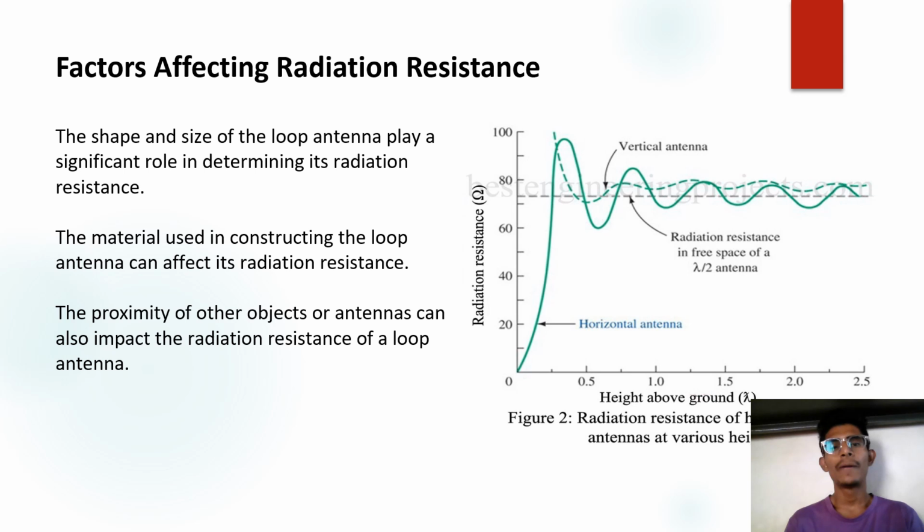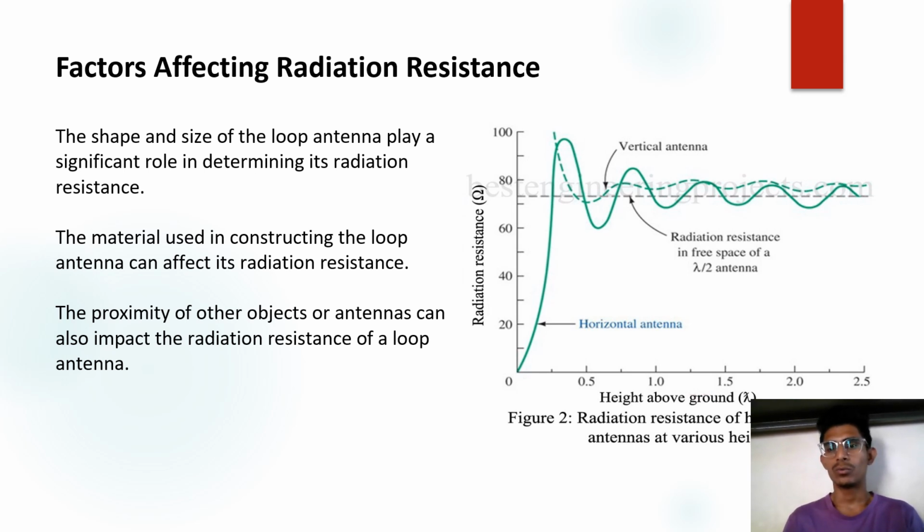Coming towards the factors affecting radiation resistance. What are the factors affecting the radiation resistance? The shape and size of the loop antenna play a crucial role in the radiation resistance. Coming to the material used to construct the loop antenna, it can also affect the radiation resistance. If unwanted material is used to construct the loop antennas, the radiation resistance will be affected.